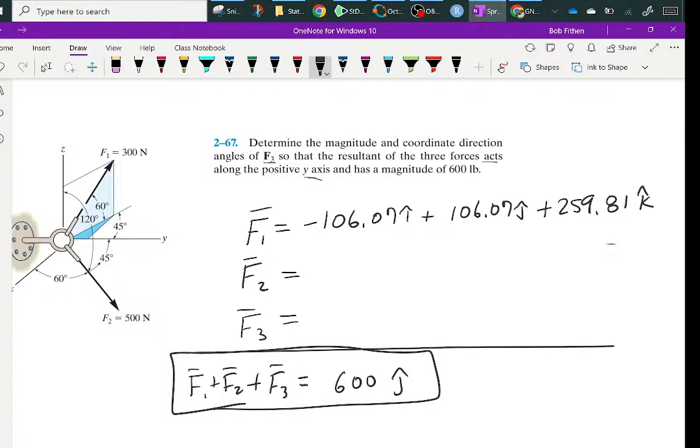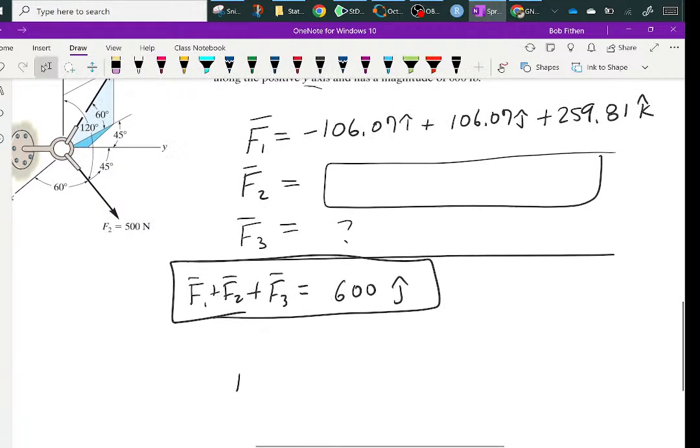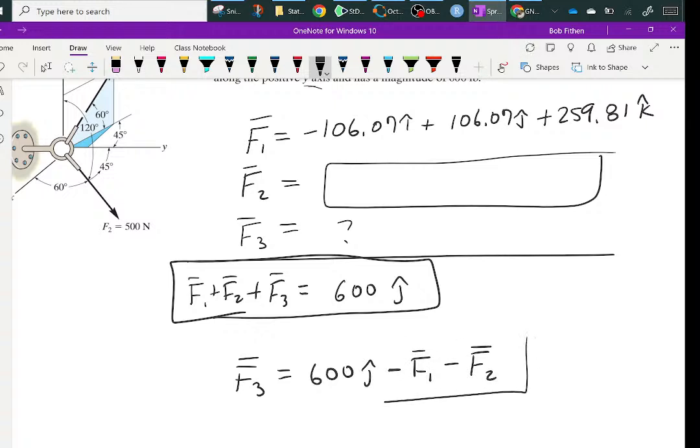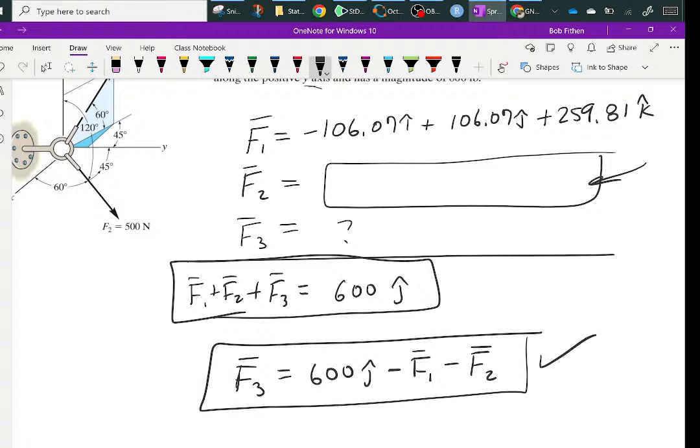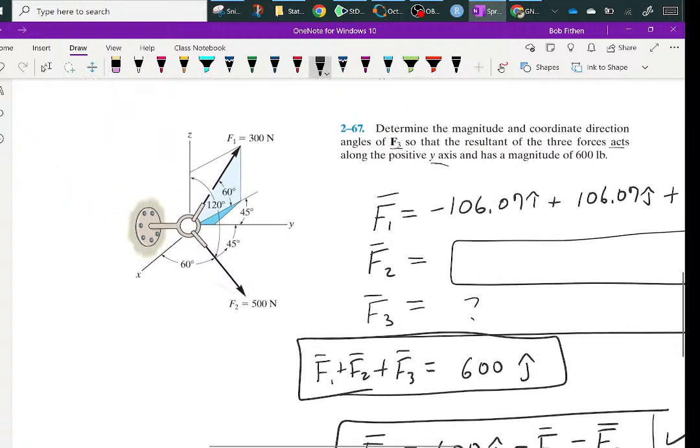So all I really need to do is find this, and then to find that, I need to come up with the equation that says F3 is equal to 600J, which you told me what that's going to be, minus F1 minus F2. And that's pretty much it. So this is the equation I got to solve, but I got to find this one next. So how do we find that one?